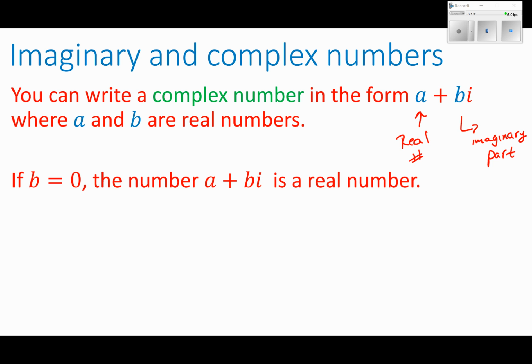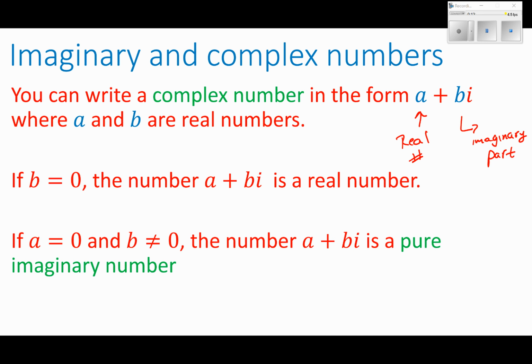Okay, if b is equal to 0, then the b times i goes to 0. So the number a plus bi is considered just a real number, because really it's just a. All right, so if b is 0, my complex number a plus bi, we could say is a real number because the bi goes to 0. I don't even have to worry about that. So all I'm left with is a.